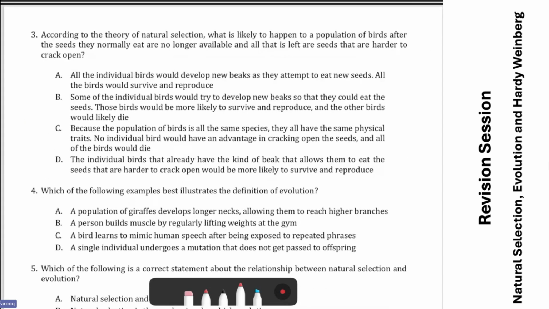Question number 3. According to the theory of natural selection, what is likely to happen to a population of birds after the seeds they normally eat are no longer available? So it means that it's going to lead to food shortage. There is food shortage, and all that is left are the seeds that are harder to crack open. So now the new seeds are very hard to crack open.